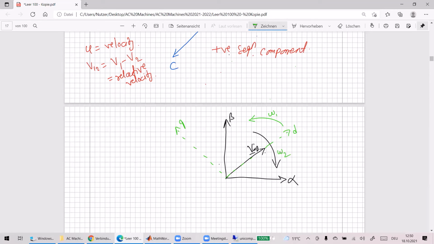So what do you see? The DQ frame will have a DC component or AC component? AC. It will have an AC component because they are not rotating in the same direction. They are rotating in different directions. And which frequency will it see? Omega 1 minus omega 2. Omega 1 plus omega 2. Plus, yeah. So the formula is what? Omega 1 minus omega 2.